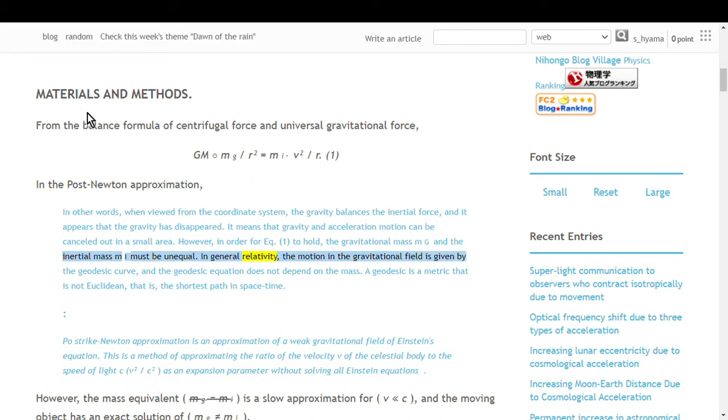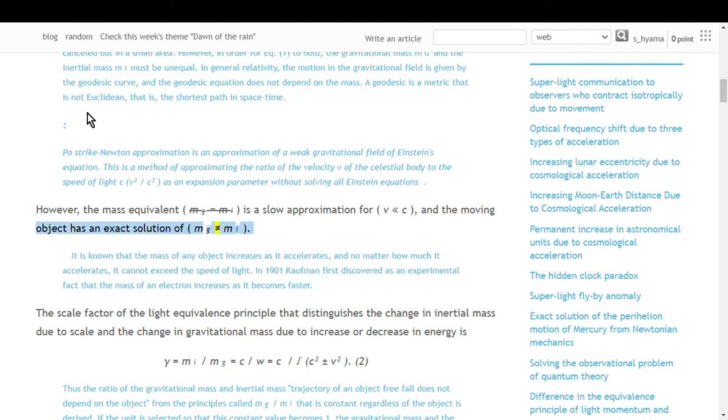In general relativity, the motion in the gravitational field is given by the geodesic curve, and the geodesic equation does not depend on the mass. A geodesic is a metric that is not Euclidean, that is, the shortest path in spacetime. Post-Newton approximation is an approximation of a weak gravitational field of Einstein's equation. This is a method of approximating the ratio of the velocity v of the celestial body to the speed of light c, v^2/c^2, as an expansion parameter without solving all Einstein equations. However, the mass equivalence, m_g = m_i, is a slow approximation for v/c, and the moving object has an exact solution of m_g not equal to m_i.